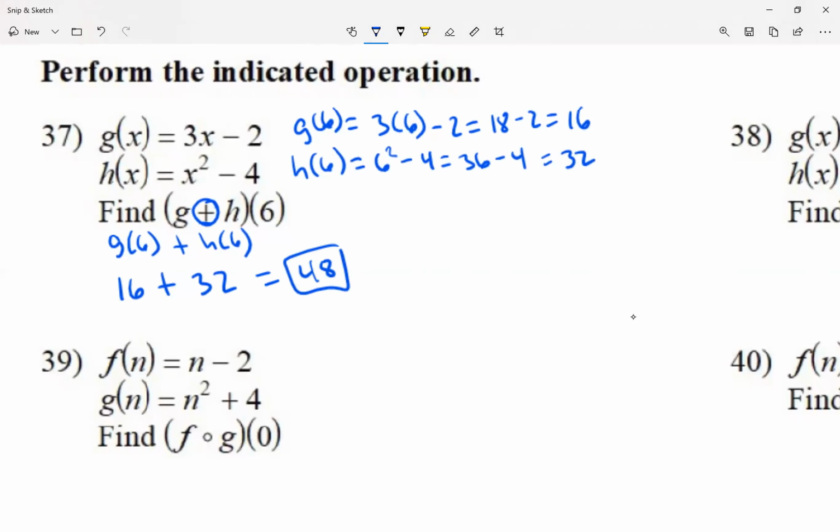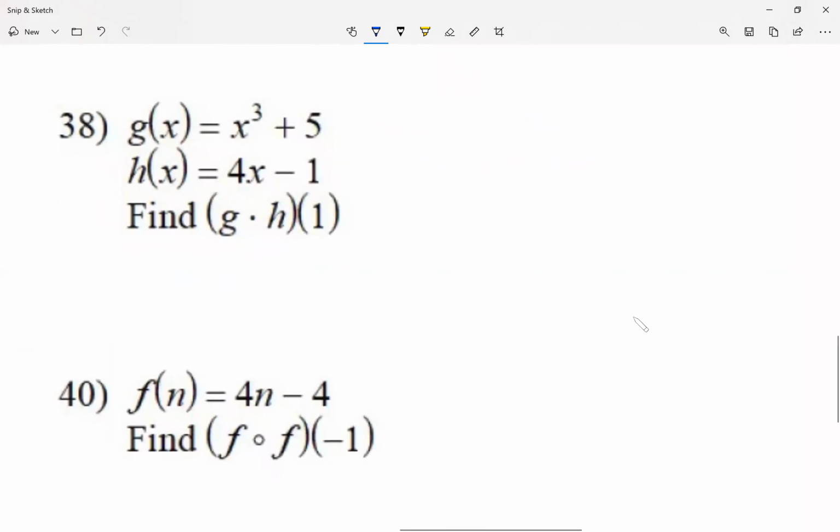The operation in this case was plus, but it could be minus, times, divide, it could be anything. Let's take a look at question number 38. The operation in this case is a dot, so that means times. So I'm gonna go g of 1 times h of 1. So I need to find out what g of 1 and h of 1 are. So let's take a look.